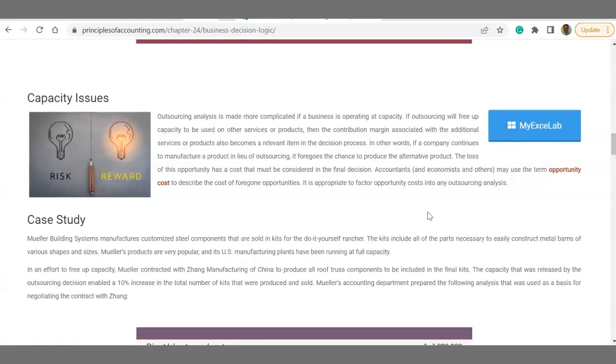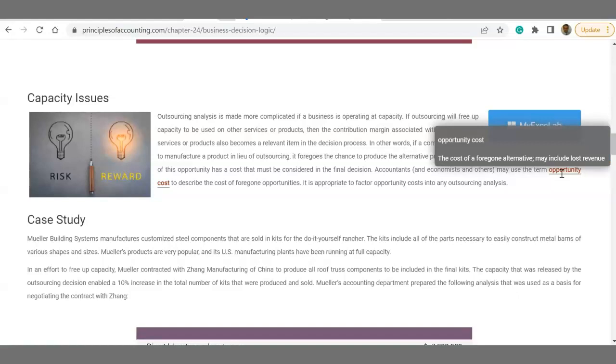Okay, capacity issues. We are talking about opportunity cost. The cost of a foregone alternative may include lost revenue. That means, let's say you decide to go to college and get a degree. So the opportunity cost is the loss of income right now because you could work, but now you are going full-time as a student. So you have lost revenue and income from working somewhere else. So that's an opportunity cost.